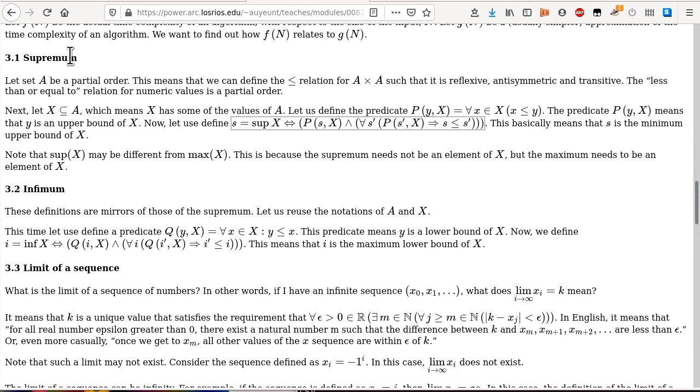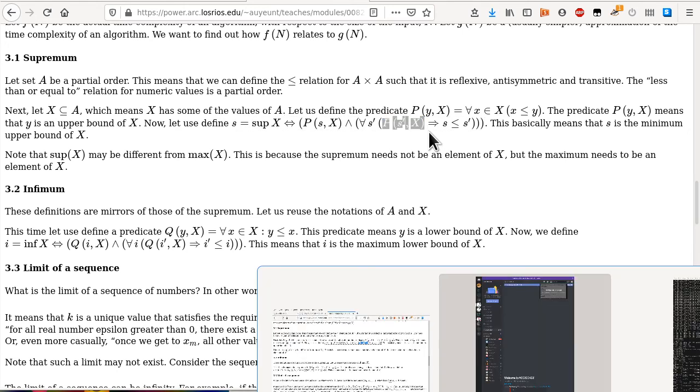S prime is also an upper bound of X. Yes, so Krishna is correct that this qualification basically means S prime is also an upper bound. But just being an upper bound can be way too big. Okay, so I can give you an example. We can have an infinite number of upper bounds. So that's a very good question, Krishna. Let me give you guys an example.